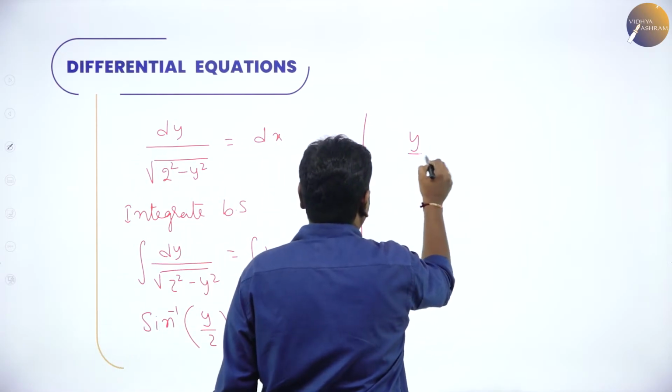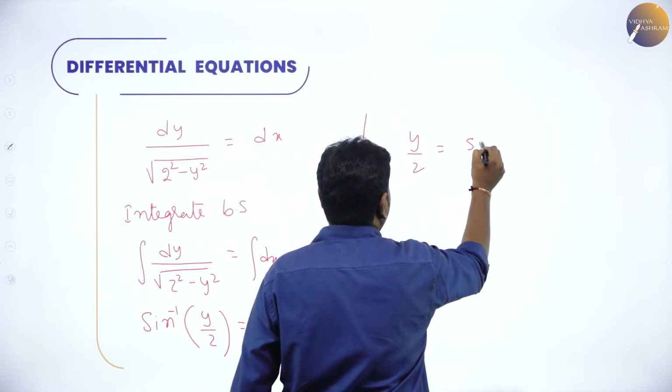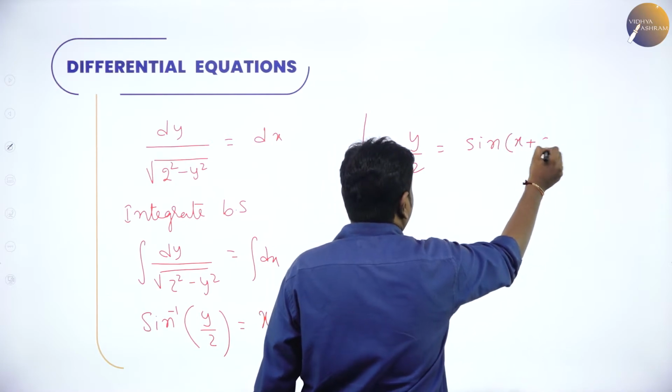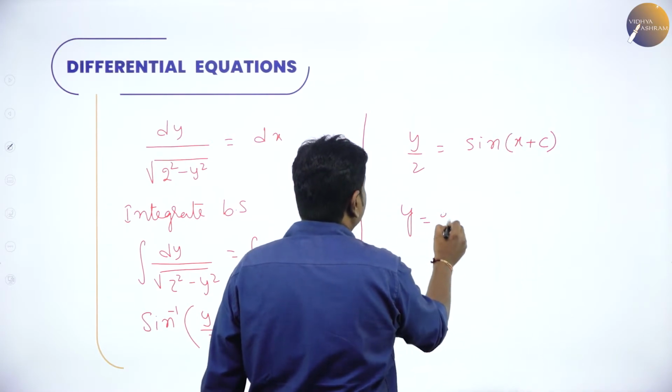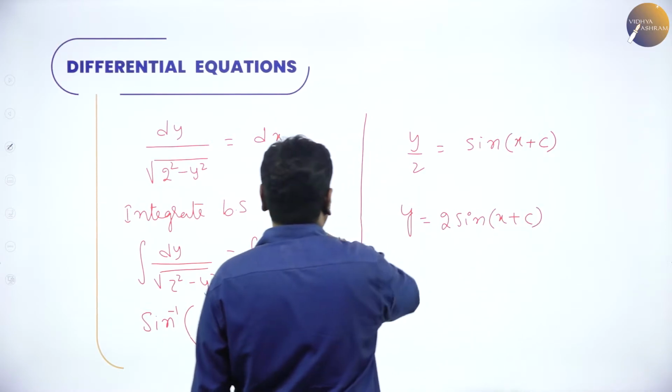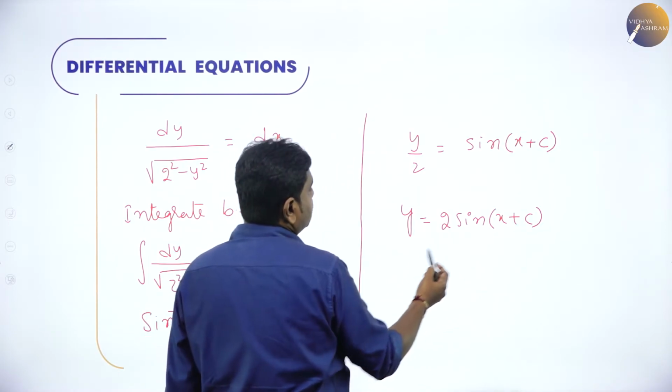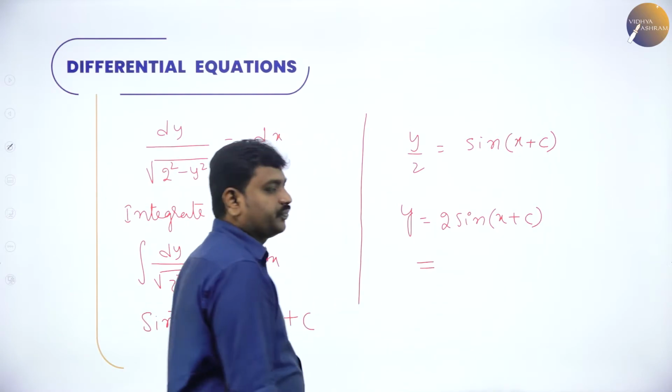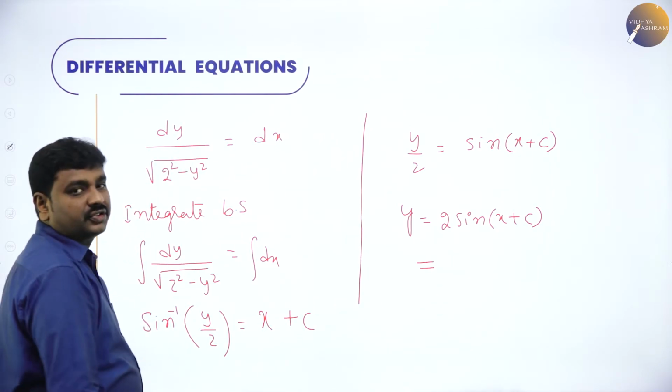Now you can transfer sine inverse to RHS. So I have y by 2 is equal to, sine inverse goes this side, it becomes sine of x plus c. And what is y? y is 2 times sine of x plus c. That's why they told us y should lie between the condition they give, because of the sine value. So this is the answer. I hope all of you got this.